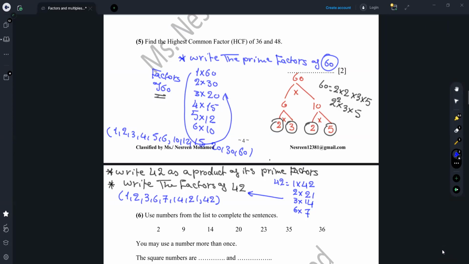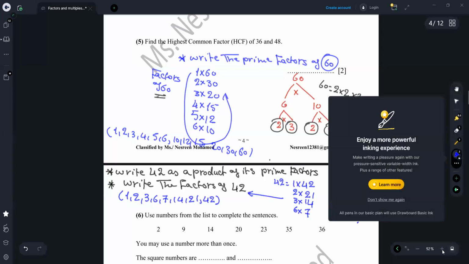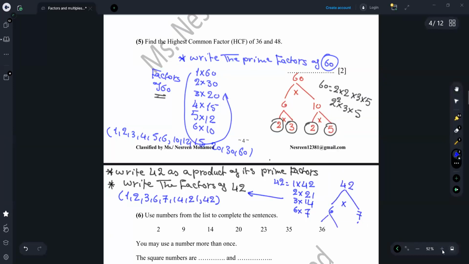Now, when it says write 42 as a product of its prime factors, it means to write the prime factors of 42. Put the 42 here and make 3 factors. It is 6 multiply 7. Is 7 here? This is already a prime. But what about the 6? The 6 here, this is 2 multiply 3.